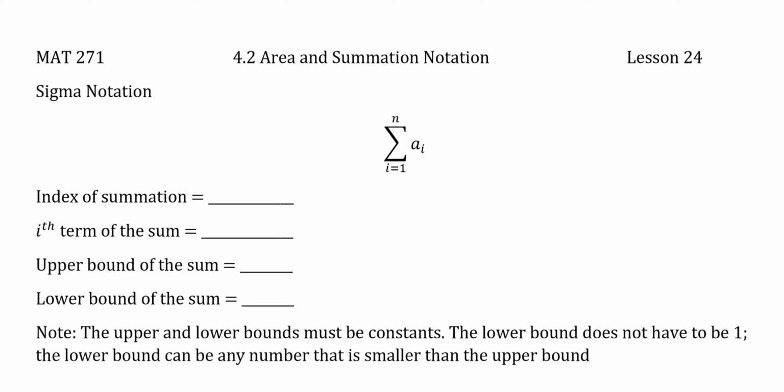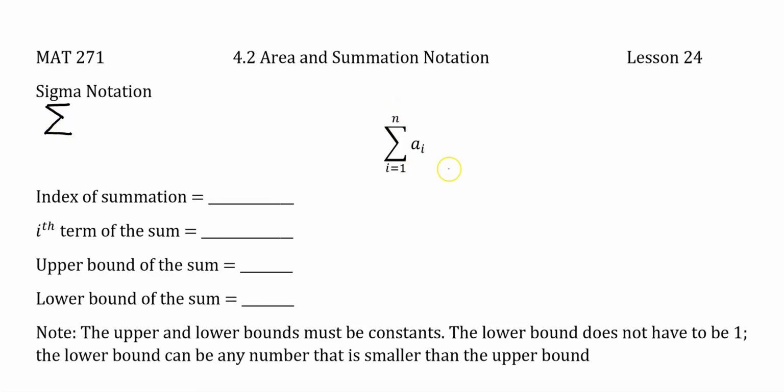This is the first video of Lesson 24, Section 4.2, talking about area and summation notation. Summation notation I will use interchangeably with sigma notation. Sigma is a capital Greek letter, this large operator here. That is what sigma is. This is how we write that.